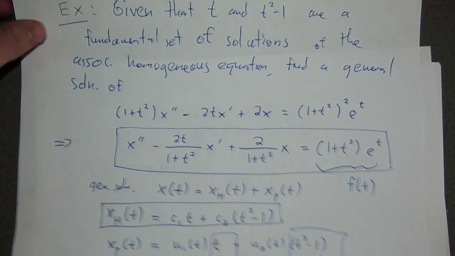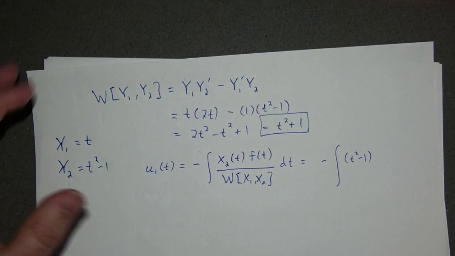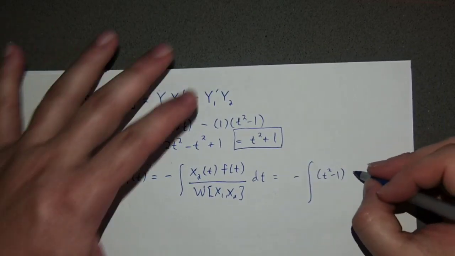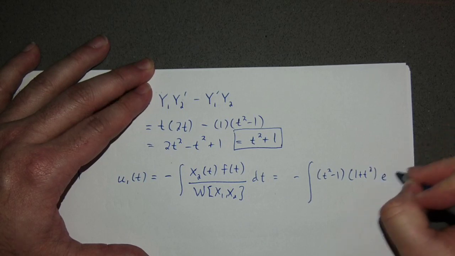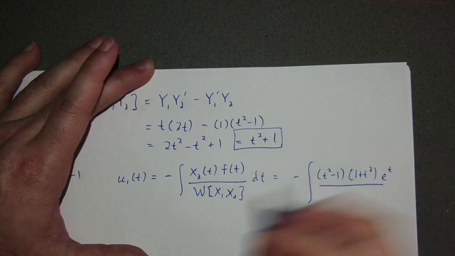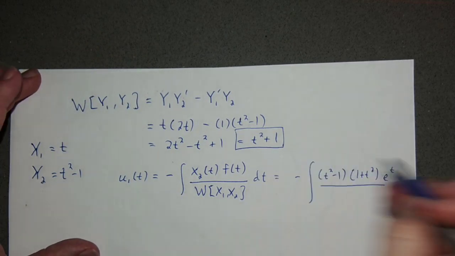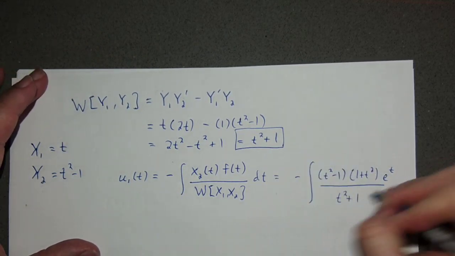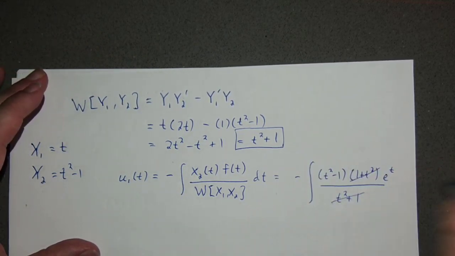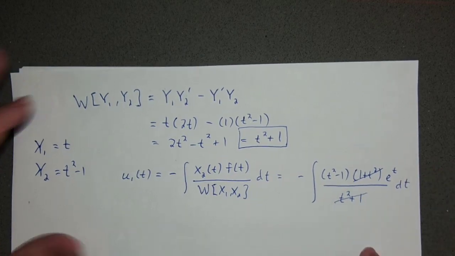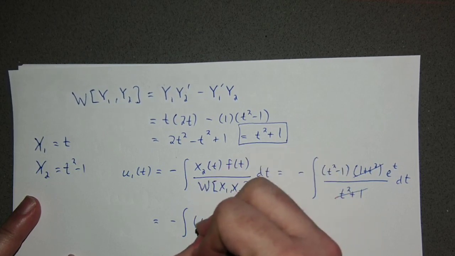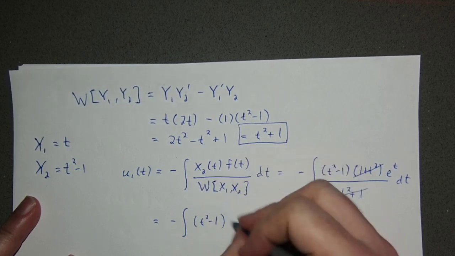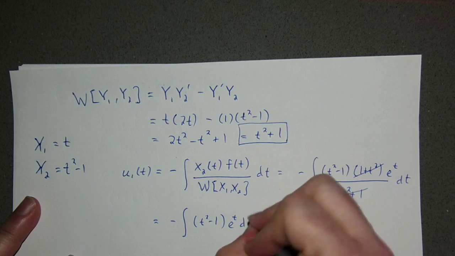Putting that in our recipe, this is 1 plus t squared times e to the t, divided by the Wronskian of x sub 1, x sub 2, but that's t squared plus 1. Oh, look, that's so nice. So nice. And so what do we get here? This is minus the integral of t squared minus 1 times e to the t dt.